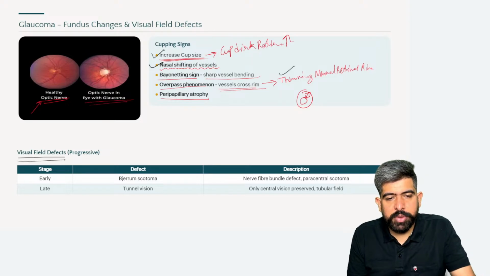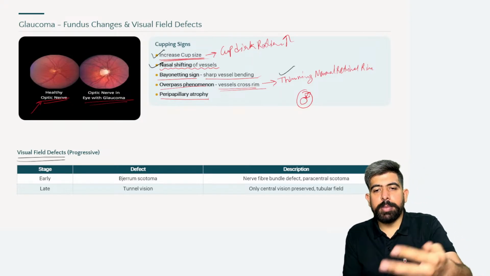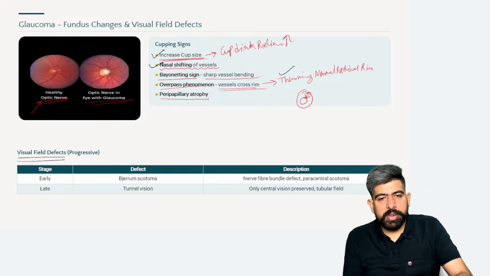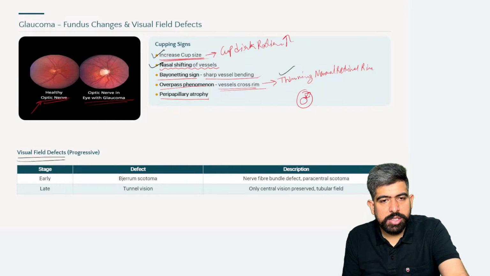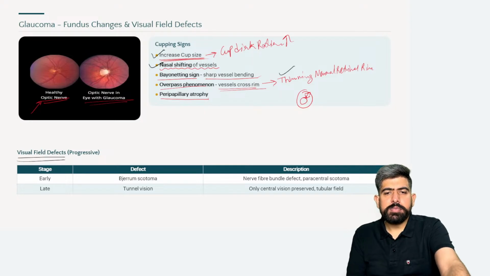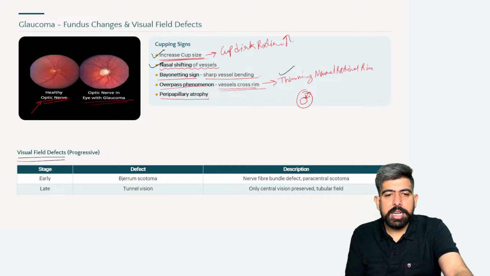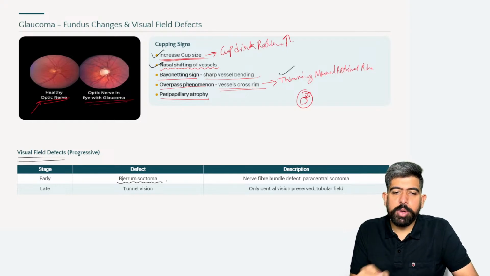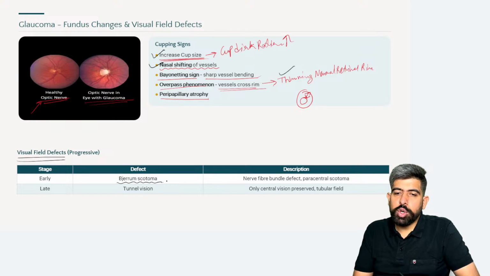Now, if we're talking about the visual field defect in glaucoma, there can be two types: the early and the late. In the early stage, what will we find? There is a Bjerrum's scotoma that will be seen.